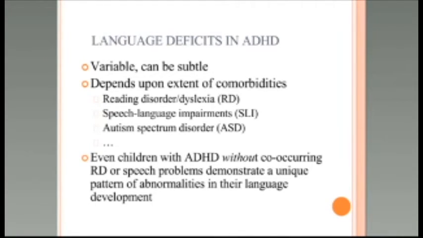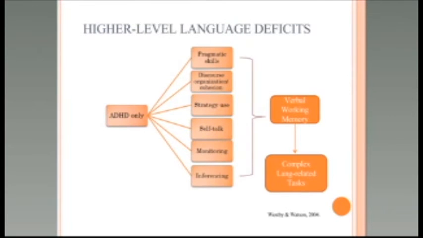However, even children with ADHD who don't have co-occurring reading or speech difficulties demonstrate a unique pattern of abnormalities in their language development. And this slide represents an overview of what those deficits can be. So in children that have ADHD only, again, without additional comorbidities, you can see a pattern of a variety of skills that have been shown to be weaker in these children, and which seem to be associated with verbal working memory deficits and result in impairment on complex language-related tasks.